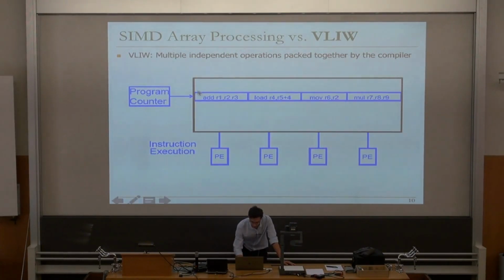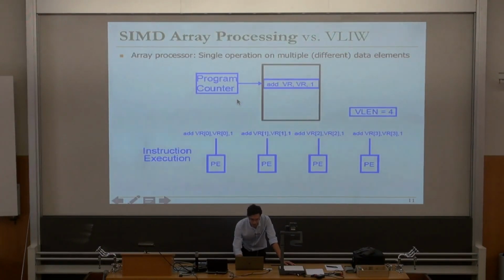For example, here you see the program counter is pointing to one instruction that contains 4 different operations. But if you observe these 4 different operations, they are operating on different elements. This means that there are no dependencies between these 4 operations.